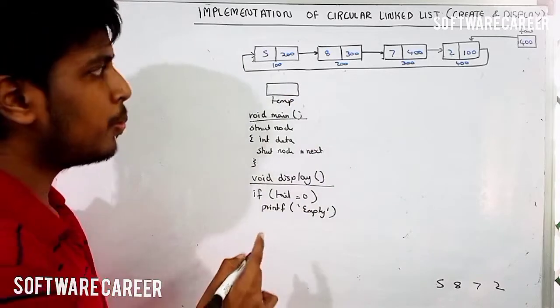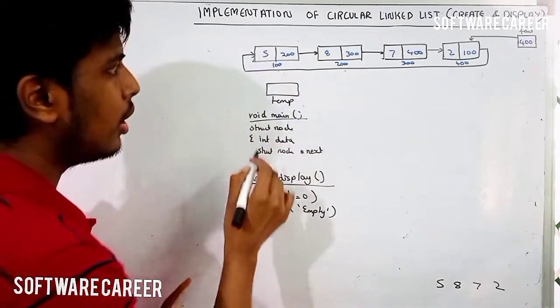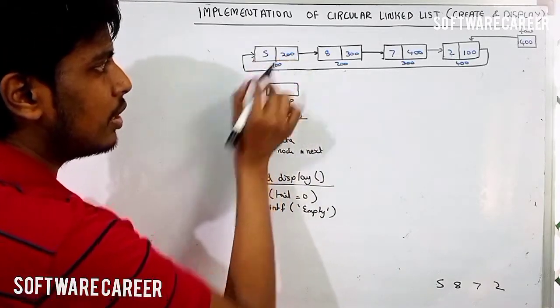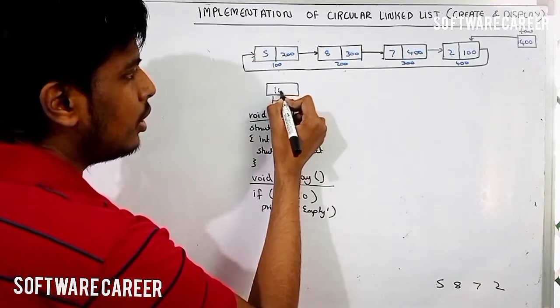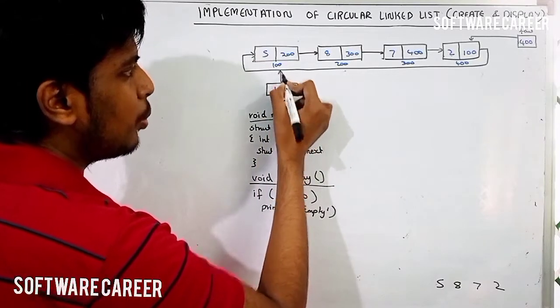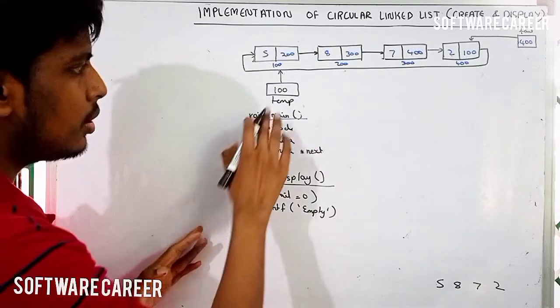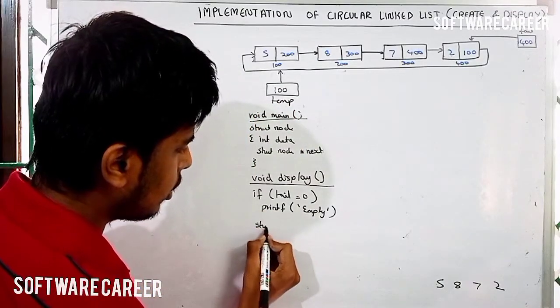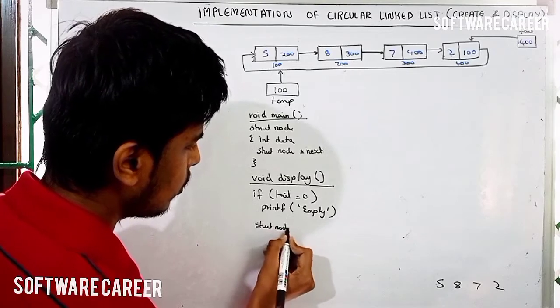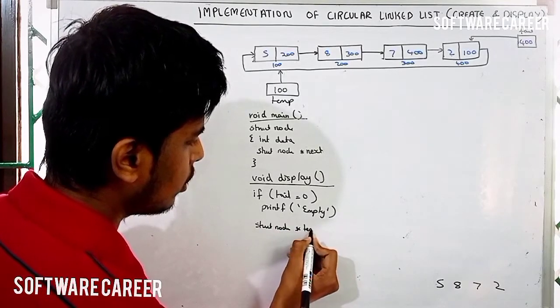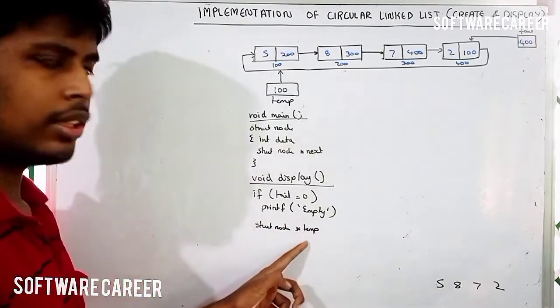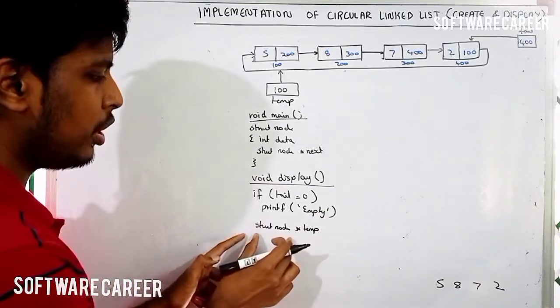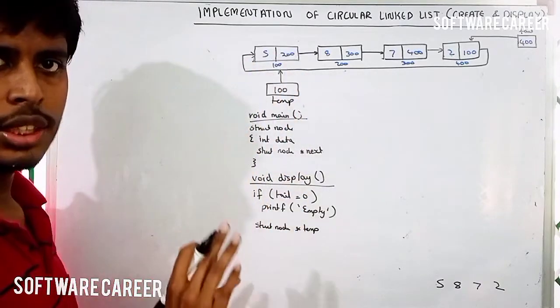Now that pointer should point towards the first node. That is, that first node is having address 100. So I should store 100 over here, and that pointer will point towards the first node. Now see, that's why I'm creating this pointer here. See here, struct node pointer temp. Now I have created this pointer temp which is pointing towards a node which is having a structure.